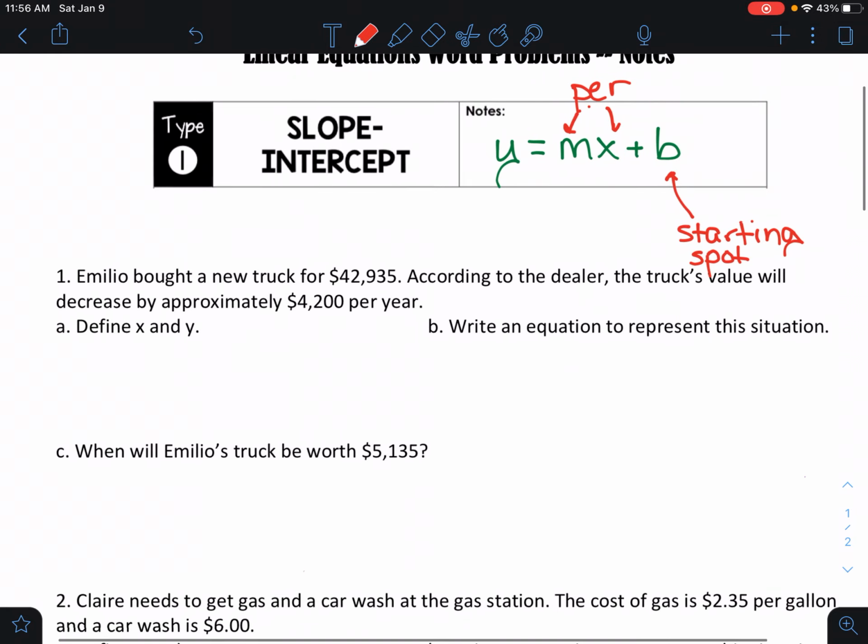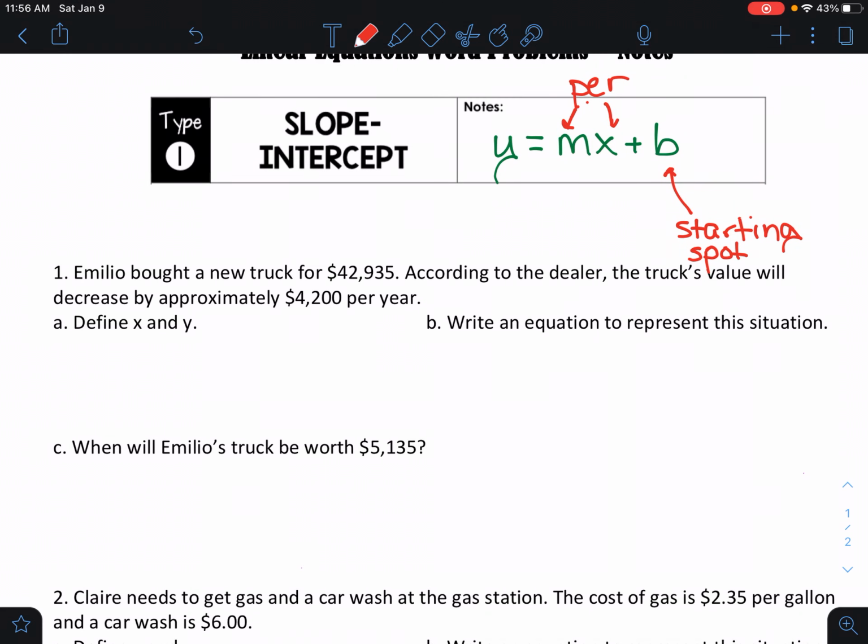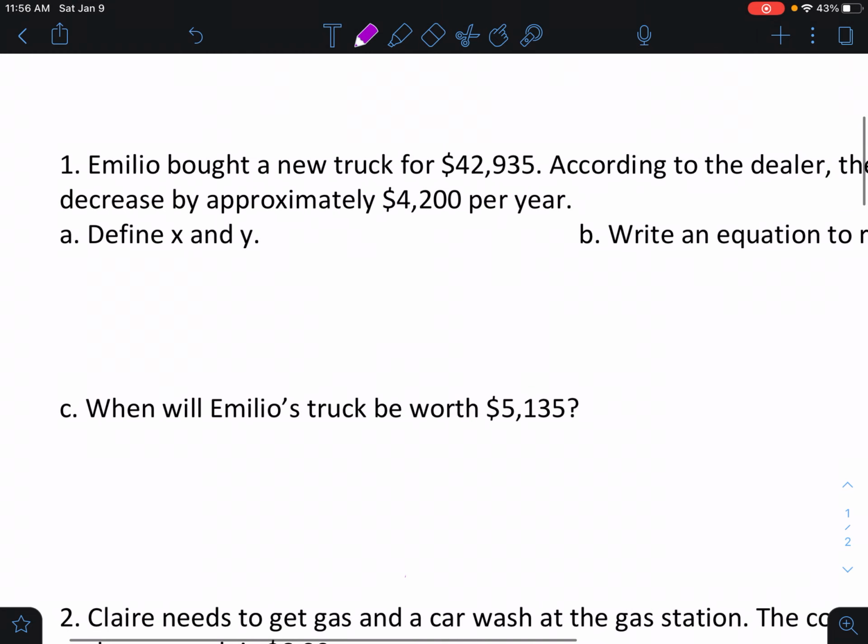Okay, so let's try this. Number one, it says Emilio bought a new truck for $42,935. According to the dealer, the truck's value will decrease by approximately $4,200 per year. Define x and y, write an equation to represent the situation, and then find out when will Emilio's truck be worth $5,135. So the first thing we're going to do is define our variables.